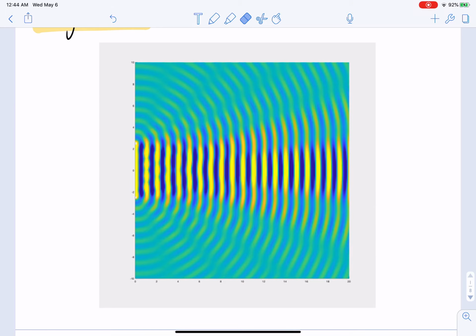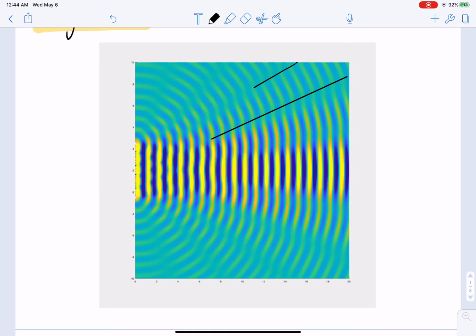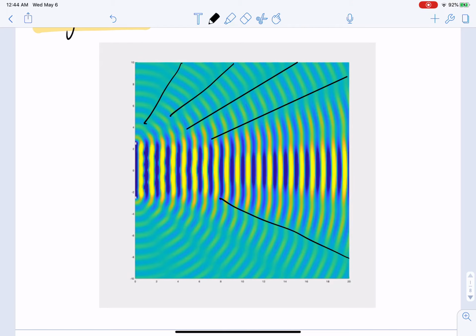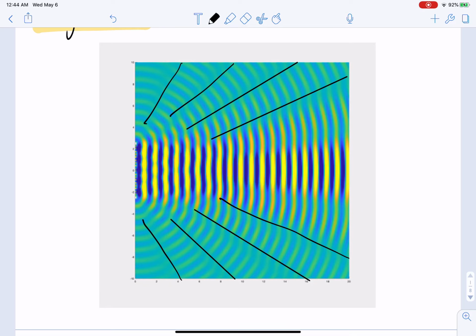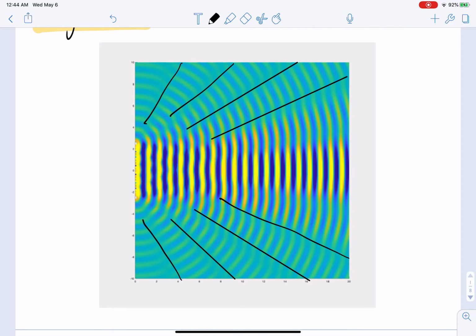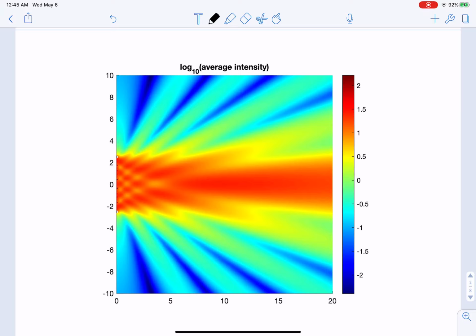You see again that we're getting this pattern here where there's these nulls kind of radiating out like this. And in between, there's maximums. So this is the pattern we're going to try to unravel today. Okay, it comes out a little more clearly when you take away the waving part and just look at the intensity.